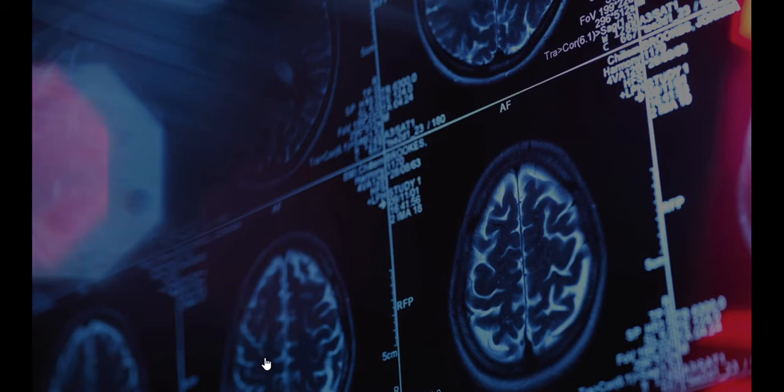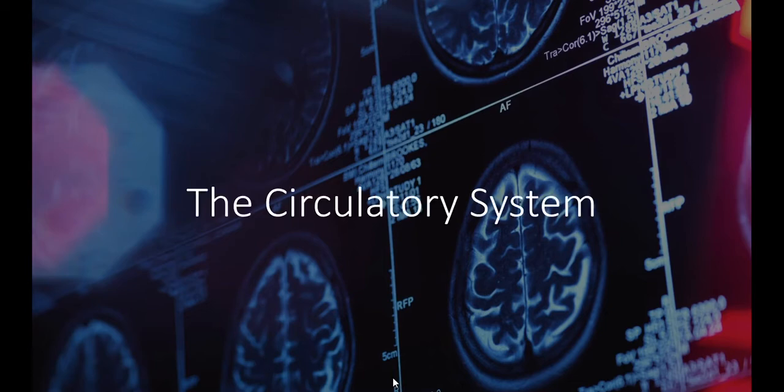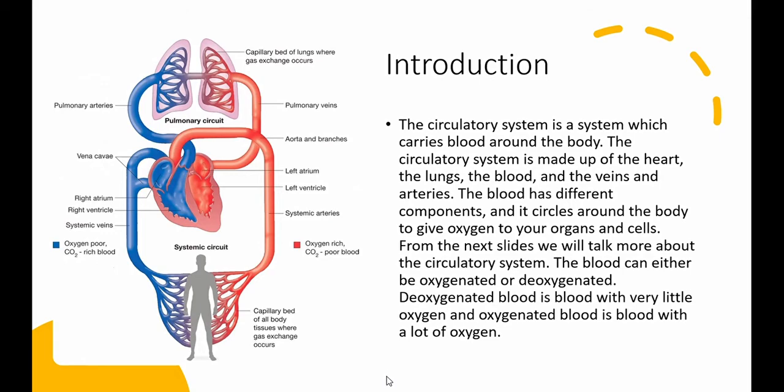Now, let's see this presentation. Okay, let's start. So there's the title screen, the circulatory system. Now, let us move on. Oh, it goes here. Introduction. The circulatory system is a system which carries blood around the body.